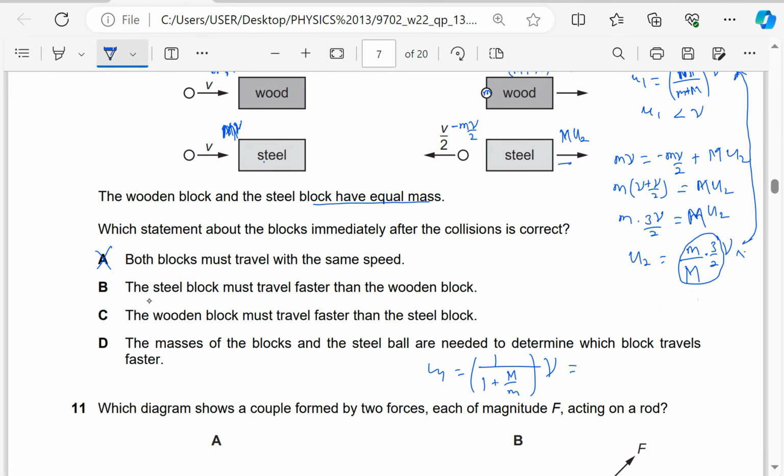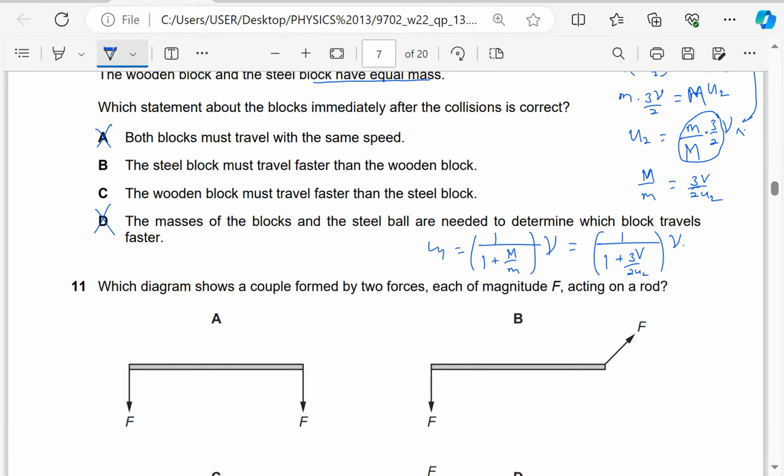So capital M over small m, if I make it the subject, I will have 3 over 2 V over U2. So I can substitute here for capital M over small m, so I'll have this as 1 divided by 1 plus 3V over 2U2. Then I multiply this by V. So you notice that M is not needed, so the mass disappears. But if you want to tell which one is greater, you can still simplify this further.